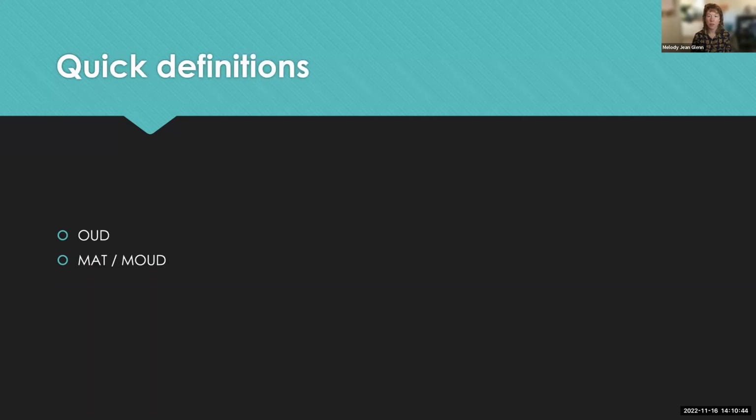So, quick definitions for terms that I'll be using a lot today. I use OUD for opioid use disorder, and I use MAT and MODE interchangeably. MAT is medications for addiction treatment, and MODE is medications for opioid use disorder. They generally refer to buprenorphine, Suboxone, or methadone. I often use buprenorphine and Suboxone interchangeably, even though they're not quite the same thing. Buprenorphine is just the mono product, and Suboxone is buprenorphine mixed with naloxone, which is not absorbed sublingually.